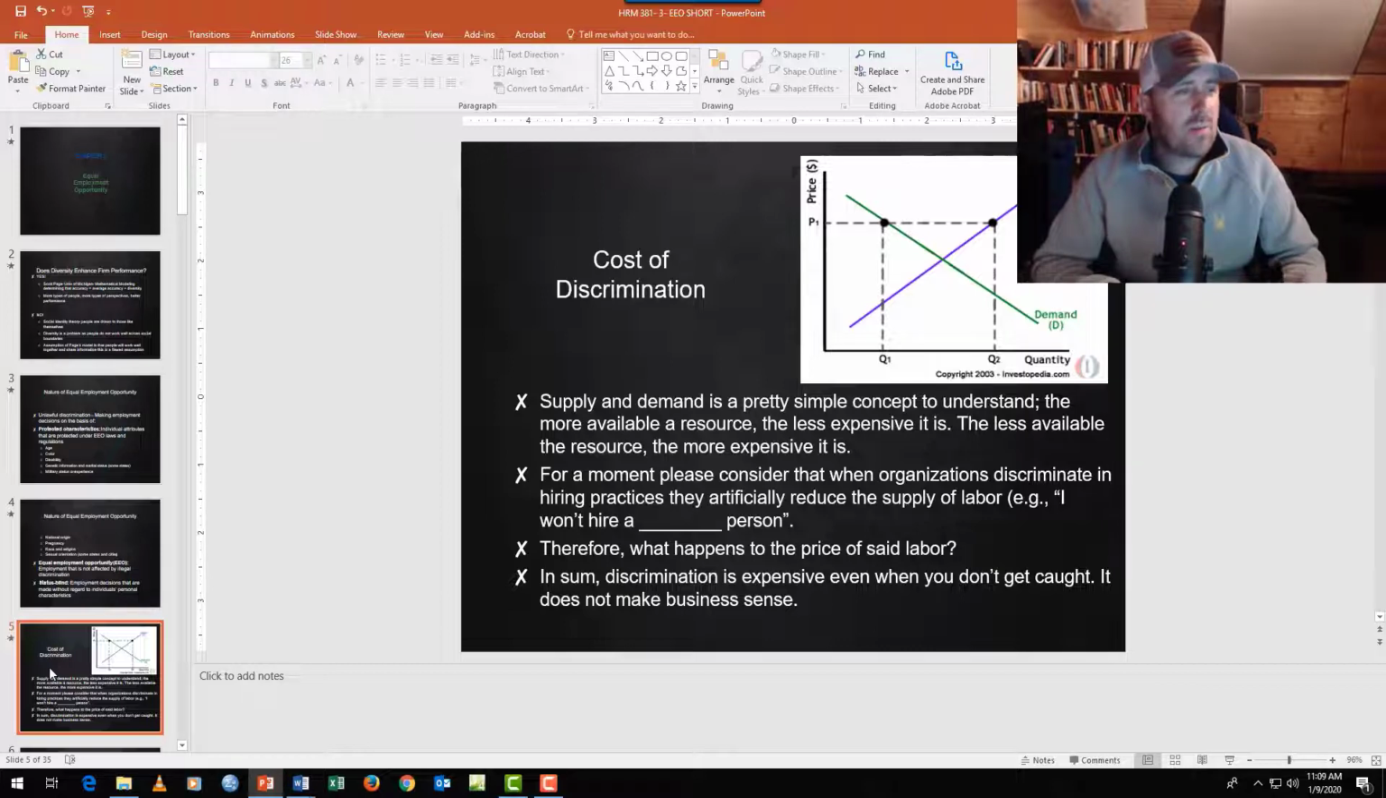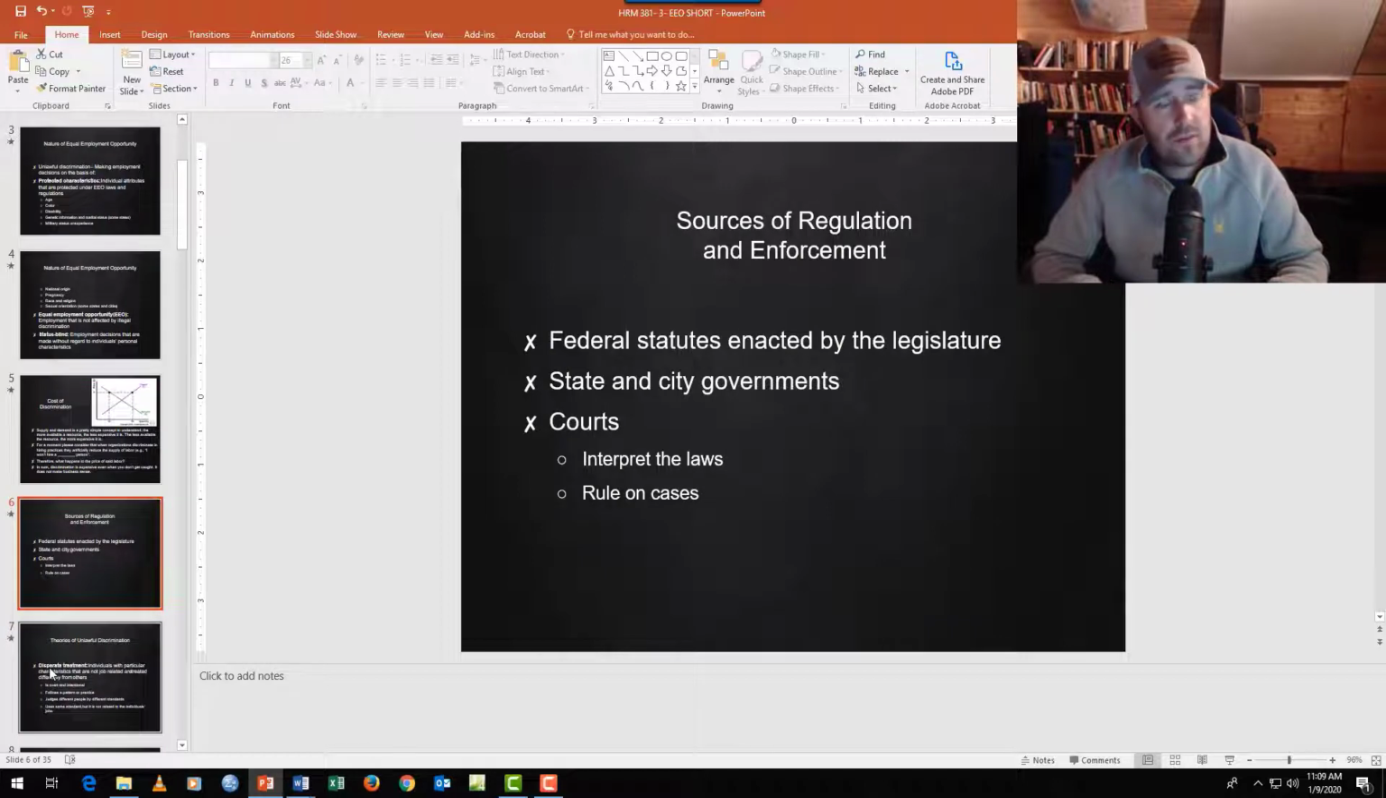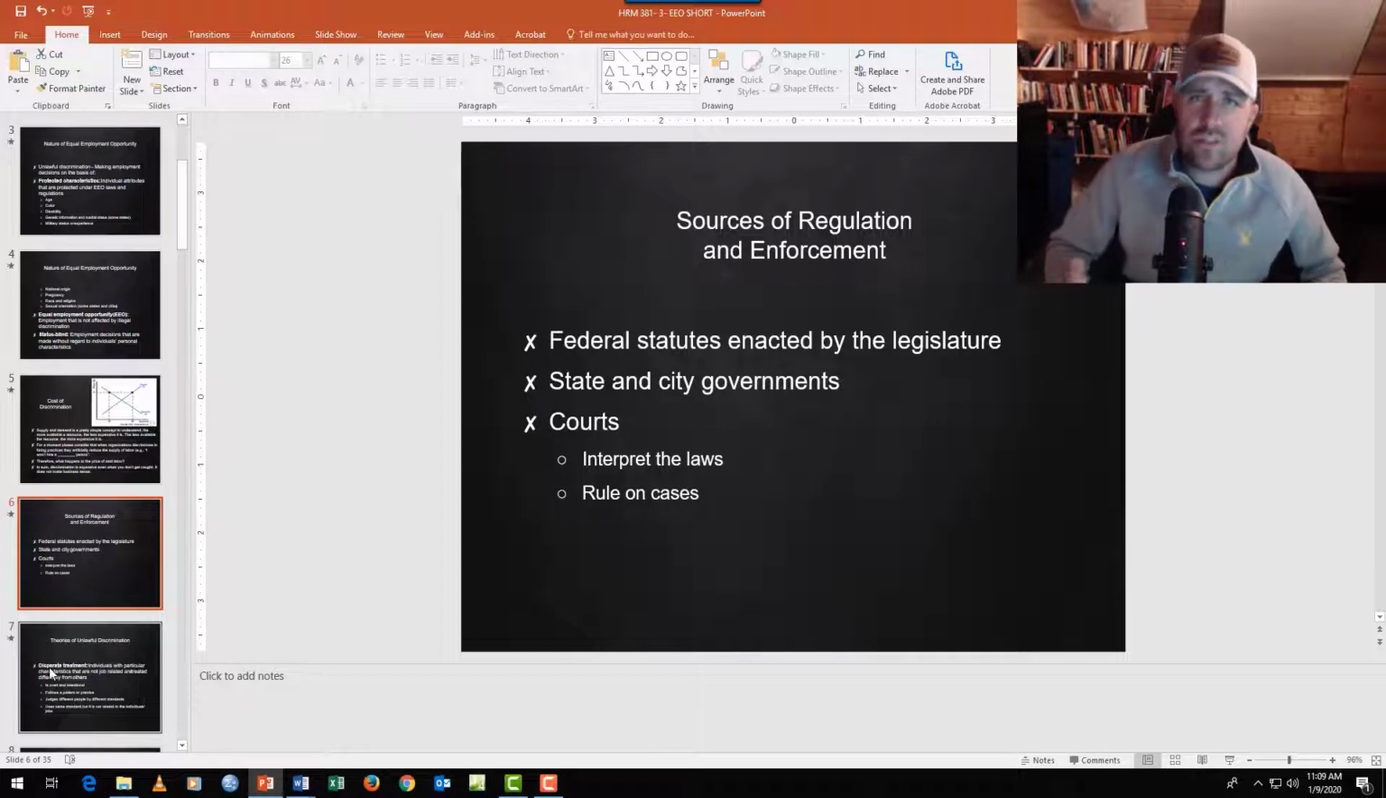Anyway, bottom line, his argument is that discrimination costs you money and doesn't make business sense, even if you don't get caught, because the cost of labor is just going to go up, eating away at your profits or ability for firm survival. So who enforces this or decides this?